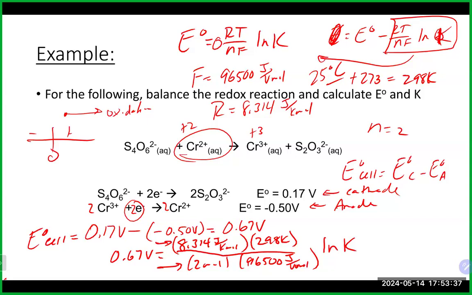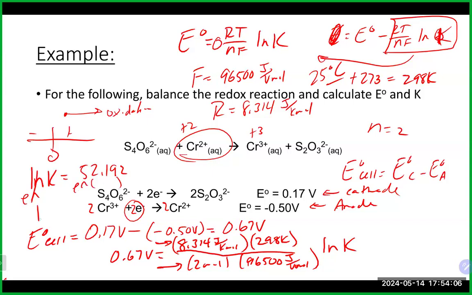So I'm going to take 0.67 and times it by 2, times it by 96,500. Now I'm going to divide by what's on top. Divided by 8.314, and divide by 298. And when I do all that, the natural log of K will equal something like 52.192. To get rid of the natural log, we're going to take the E of both sides here.